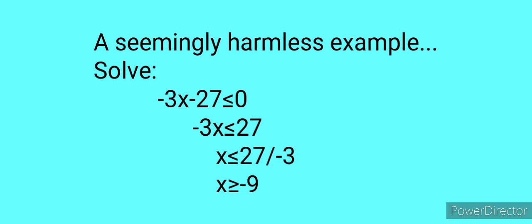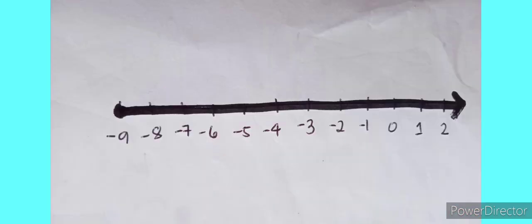I get why we have to reverse that now, and we'll just carry on with finishing the solution, which is x greater than or equal to -9. No big deal, but why do we reverse that sign? Well, there's the answer on the number line. x greater than or equal to -9. Notice the filled-in circle right there when we're doing x greater than or equal to -9.